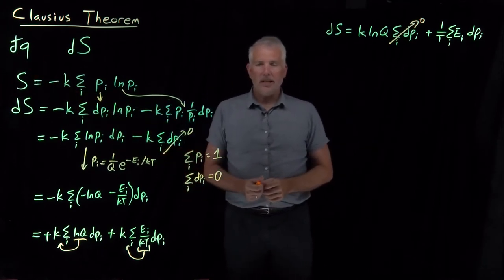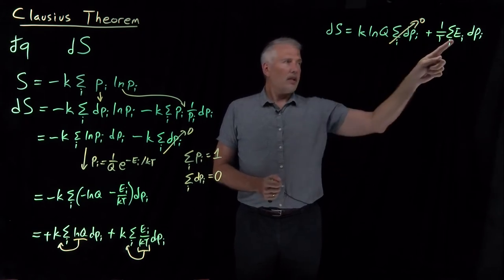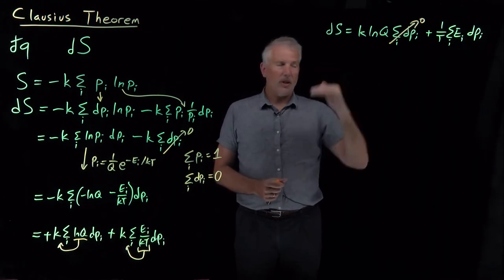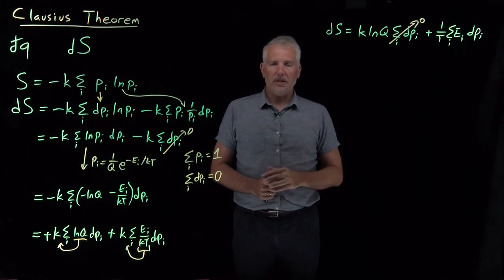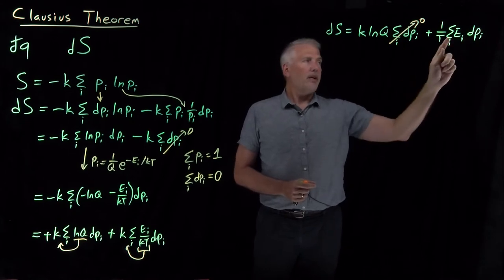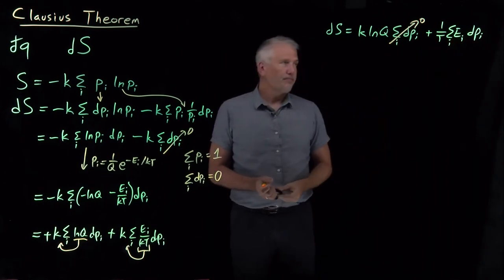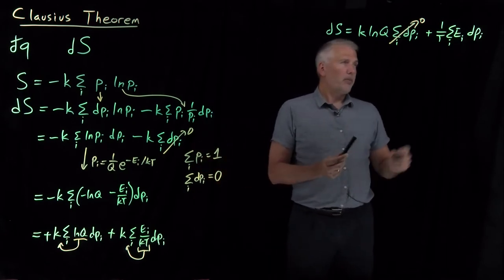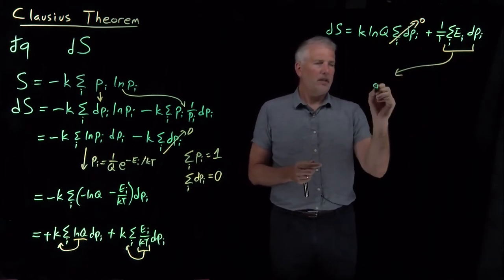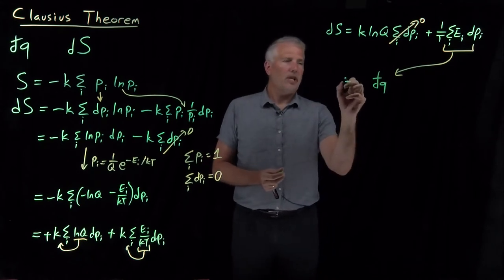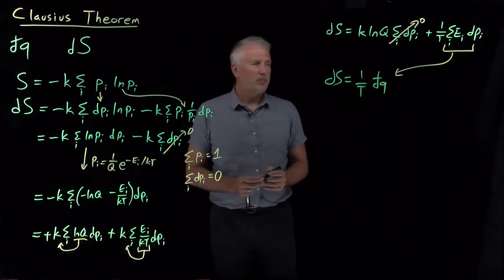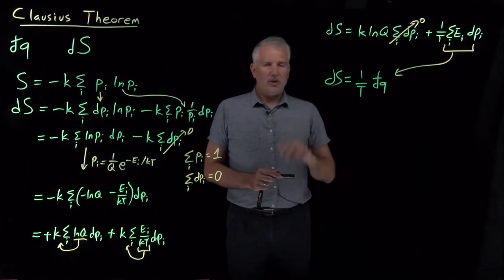The difference between heat and work, remember, is heat is a style of energy where we change the occupation levels, promote molecules from one state to another state, whereas work leaves the probabilities the same but changes the energy levels. So there's a difference between E dP, which is what we call heat, and dE times P, which we would call work. So this term, the sum of the Ei dPi, that is exactly what we've called dq. So ds is equal to, this term goes away, I have a 1 over t times dq. So now we're just about done.